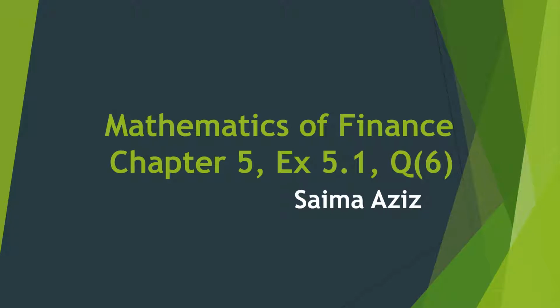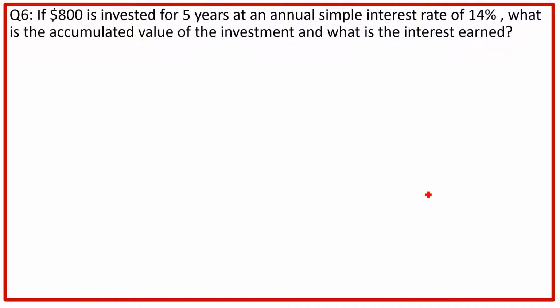In this lesson, we will discuss Mathematics of Finance, chapter number 5, exercise 5.1 and question number 6. The question we have: if $800 is invested for 5 years at an annual simple interest rate of 14%. So see here, it is the simple interest of 14%. What is the accumulated value of the investment and what is the interest? So you have to find out first the accumulated value and then you have to find out how much interest you have earned. So I will show you how to proceed.